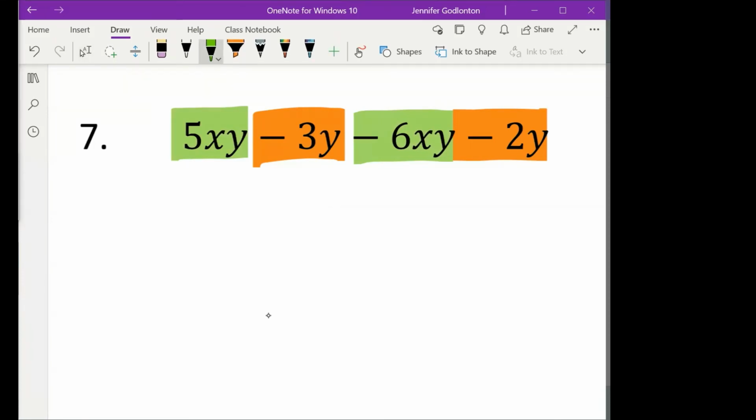Beautiful, guys. Nice. Okay, 5xy minus 6xy definitely gives me negative 1xy, and negative 3y minus 2y definitely gives me negative 5y, and that is my answer. And you don't have to have that 1 there. You could just have negative xy. That's beautiful. Nice job, guys.